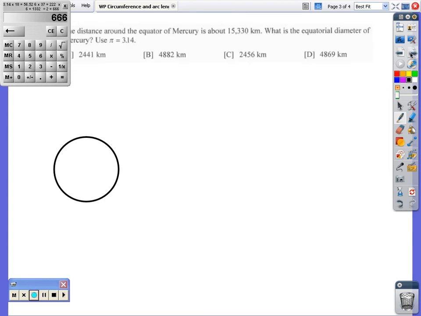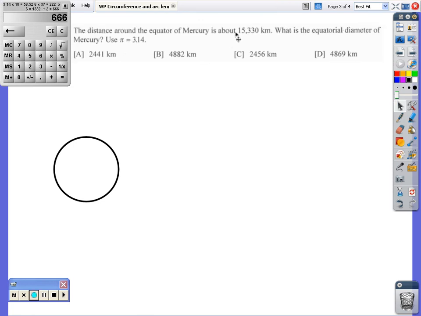Alright, third one out of 4. Sorry, I got this covered up. Okay, the distance around the equator of Mercury is about 15,330 kilometers. Well, this is a sphere, this isn't a circle, but the equator going around Mercury is a circular shape.